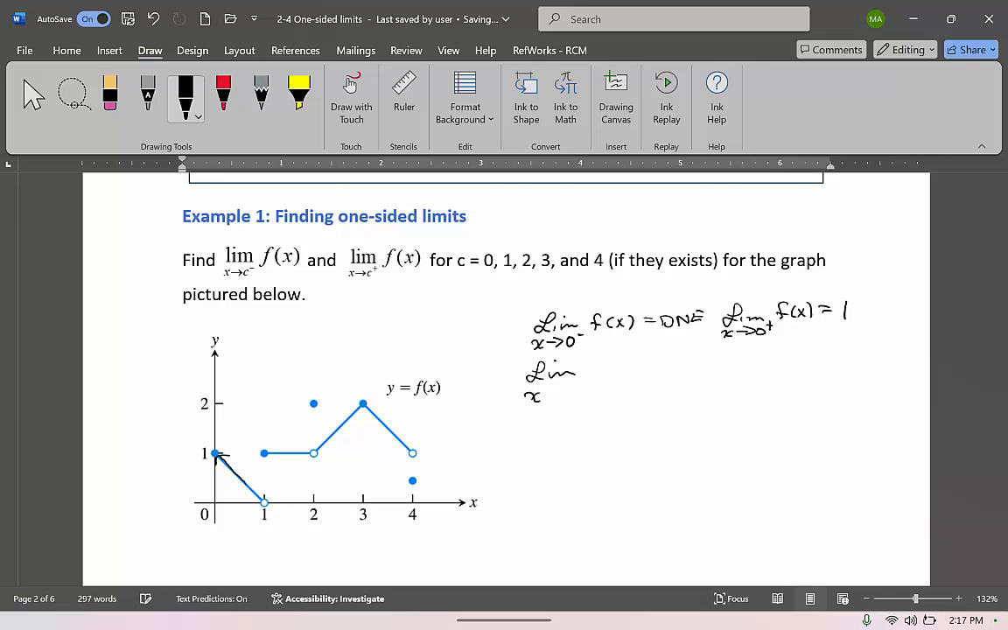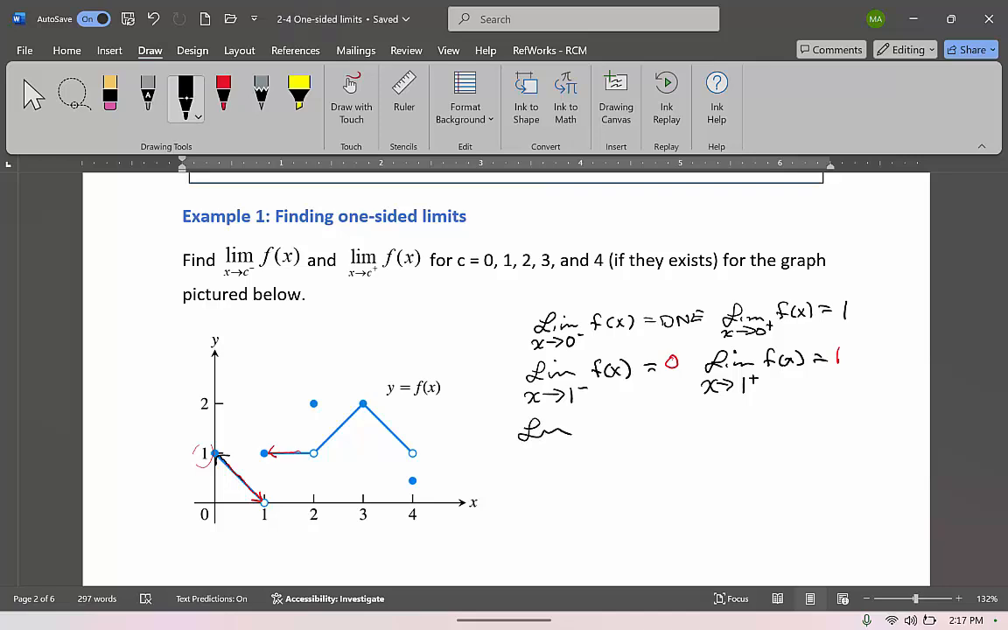If we look at the limit as x approaches 1 from the left, the x values are approaching 1 from the left, we're on this piece of the function, and we can see that the y values are approaching 0. And if we look at the limit as x approaches 1 from the right of the function, as x is approaching 1 on this side, we're coming on this piece of the function, and we can see that the y values here are approaching 1.